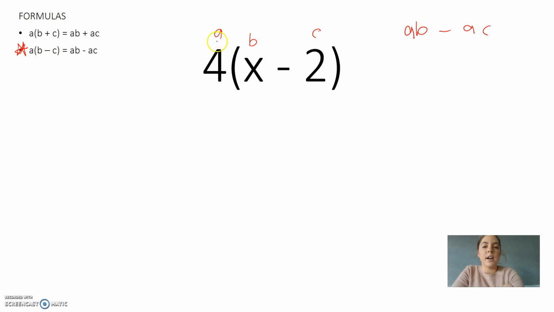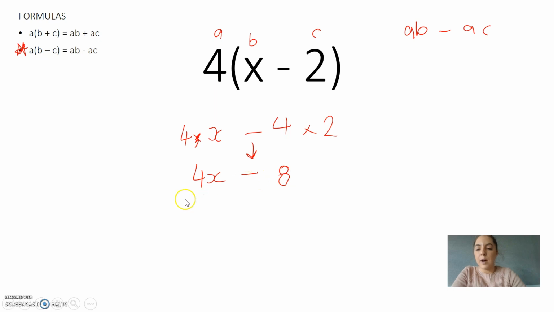So I'm going to start with AB, which means 4 times X, take A, which is 4, times 2, which is C. So 4 times X, we can simplify that down to 4X because mathematicians are lazy, they get rid of the times. The minus stays the same, that drops straight down. And 4 times 2 is 8. So the answer is 4X minus 8.